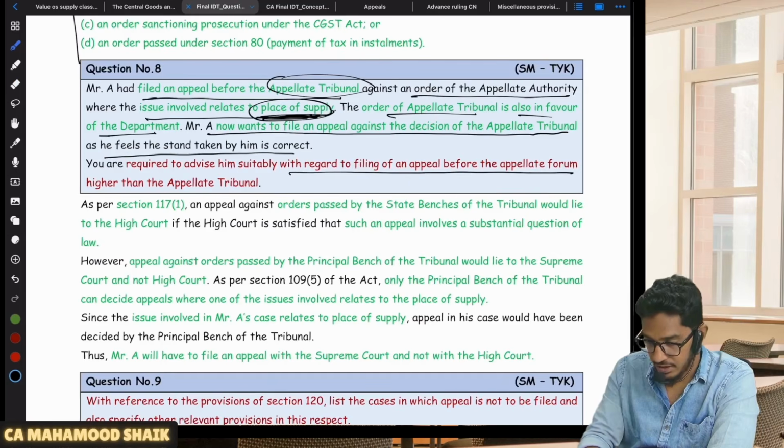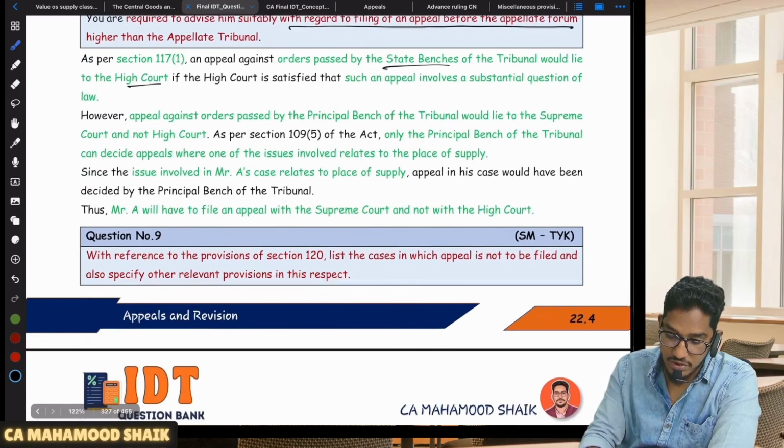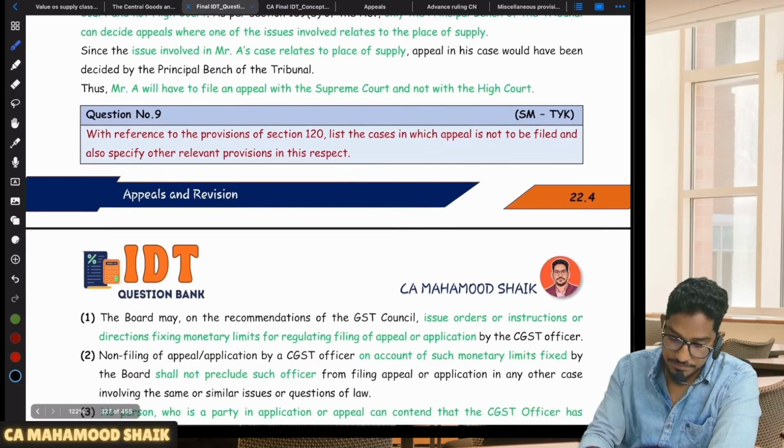Supreme Court, not High Court. So that's what they say here. In case an order is passed by a state bench of the tribunal, you have to go to High Court. However, if it is passed by the principal bench, you have to go to Supreme Court, not High Court.